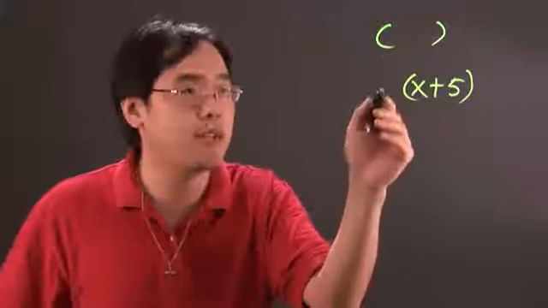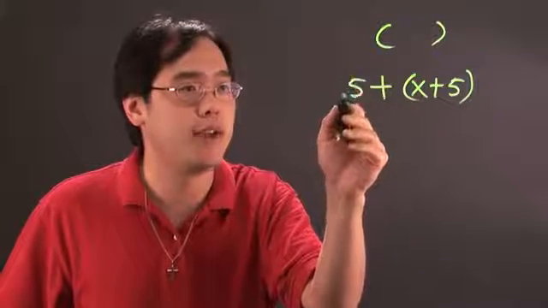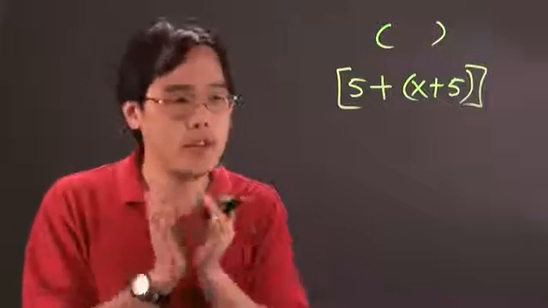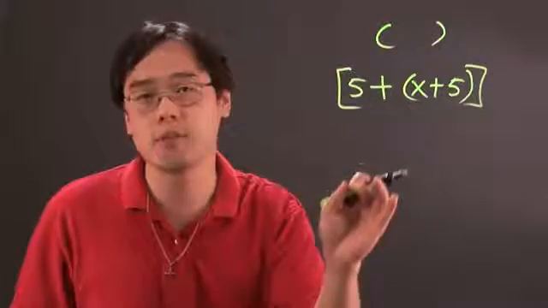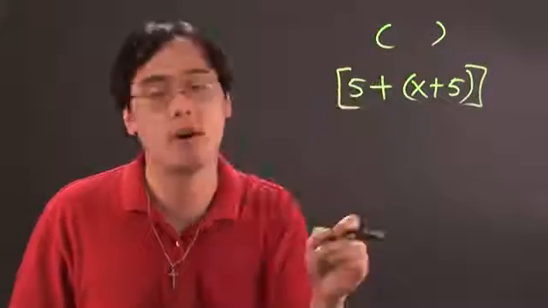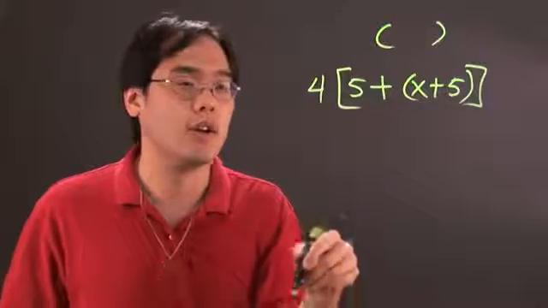So for example, if you have something like 5 + (x + 5), you can put brackets around it to let the reader know that, okay, I have two sets of symbols I've got to work with. The inside symbols are x + 5, and the outside symbols are in the brackets. And then you could put, for example, a 4 on the outside.